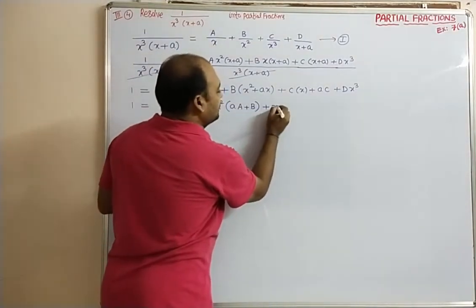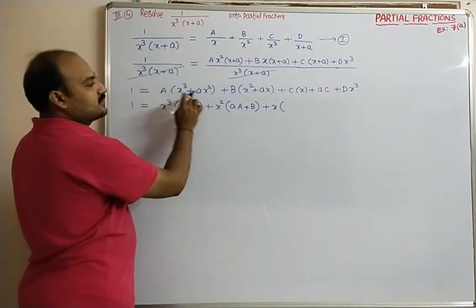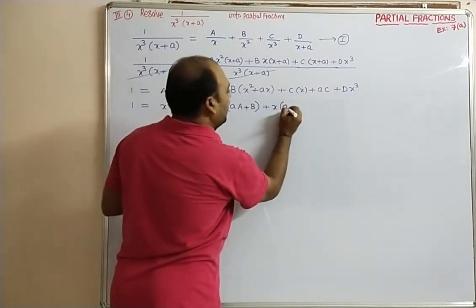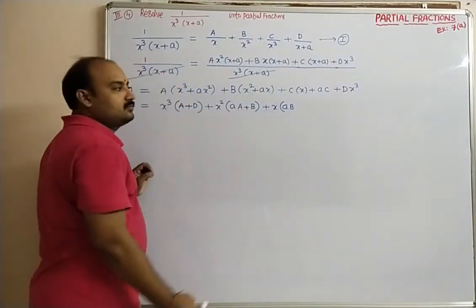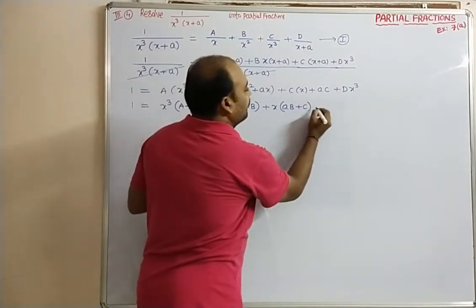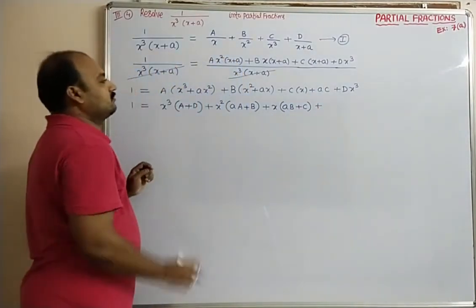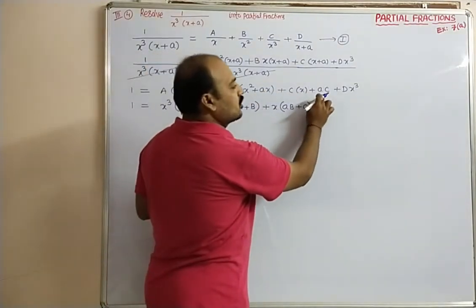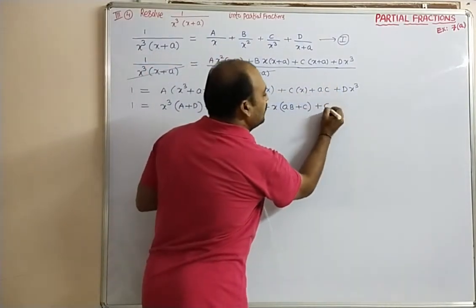Next the x term. Here there is no x, here x will be there. So small a into capital B, here x is there, plus C, plus constants. Here there is no constant, here there is no constant, here the only constant is C into A.